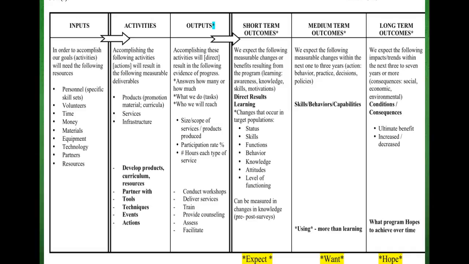Then the medium-term outcomes are what we want to happen. These are often habit changes for skills, behaviors, and capabilities. And then what we hope happens as a result from our program are the long-term outcomes, the conditions and consequences. These are the ultimate benefits, something that's increased mental health or decreased.